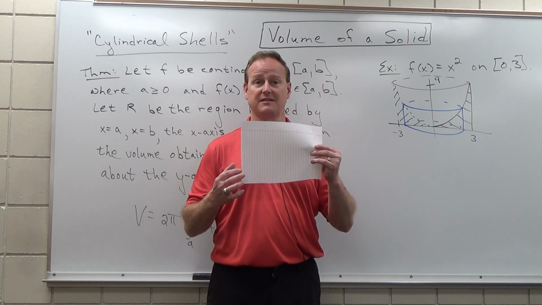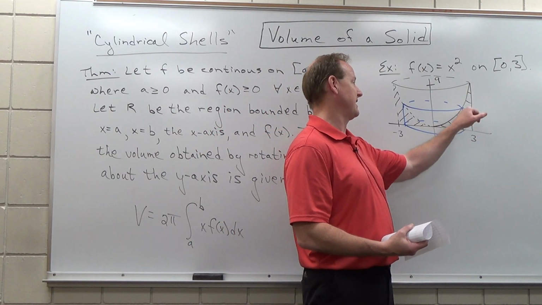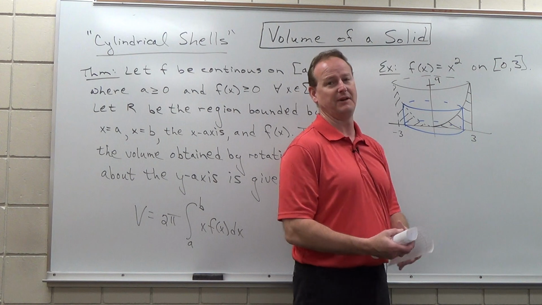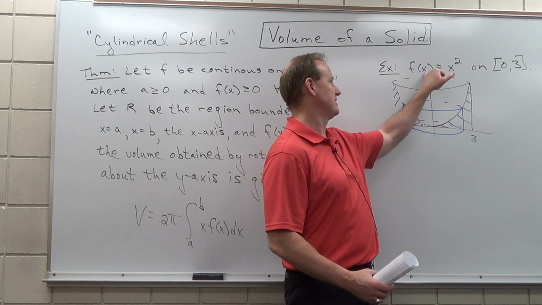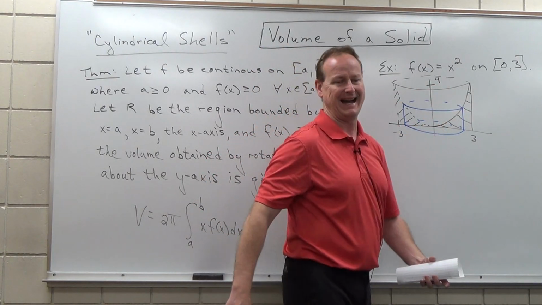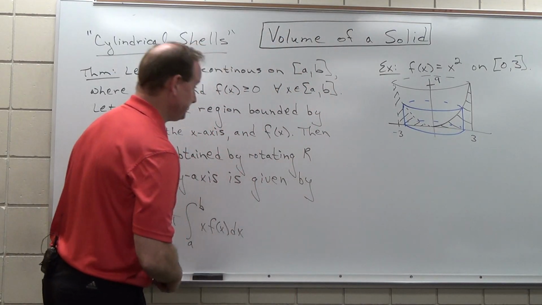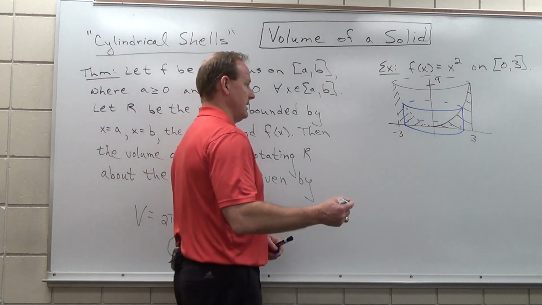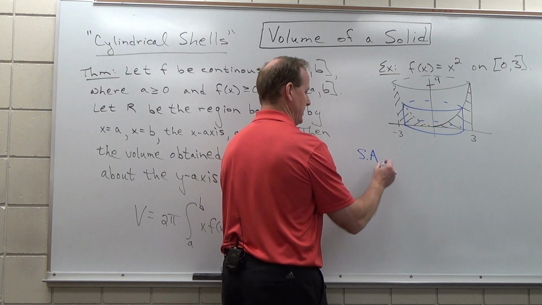The height of this basically goes from the x-axis up to my curve f of x. So in this case, my height is just simply f of x, right? So the farther right I am, the bigger the height is, which is absolutely the case. So what is the surface area of that cylinder?